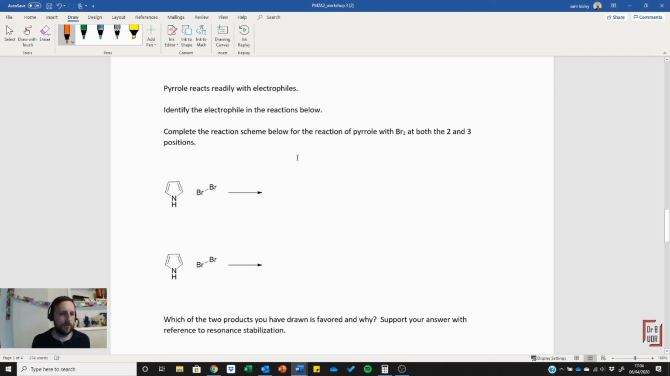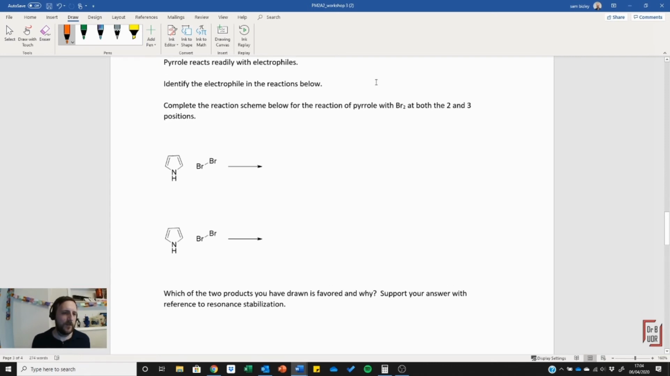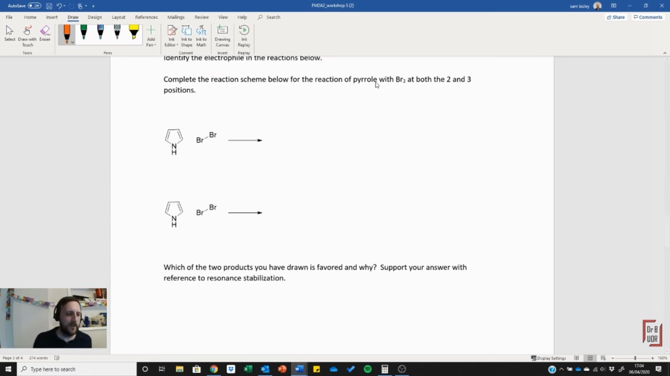So we're going to move on to pyrrole now. So pyrrole reacts readily with electrophiles. Okay, so a little bit different here. And if you think about pyrrole, we need to remember that the lone pair is included in the system now. So it's not free to do any other bonding with any other atoms. Okay, it's locked in that ring structure.